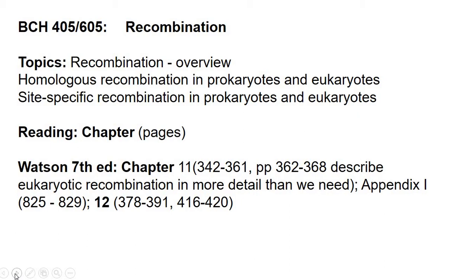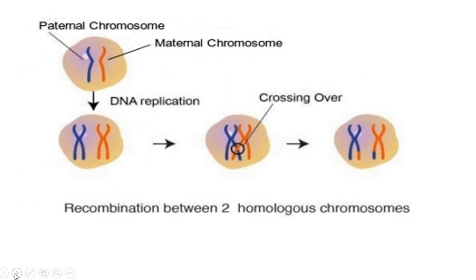We are focusing on chapter 11 of Watson's 7th edition, and I have given here page numbers that make up most of this lecture and additional materials, of course, and part of chapter 12 as well. The book has a lot more detail on eukaryotic recombination, but we are not going to go into that much detail. Okay. So recombination, we all have heard of recombination.